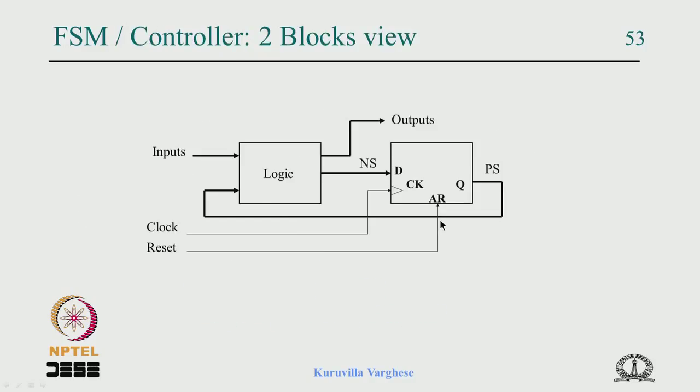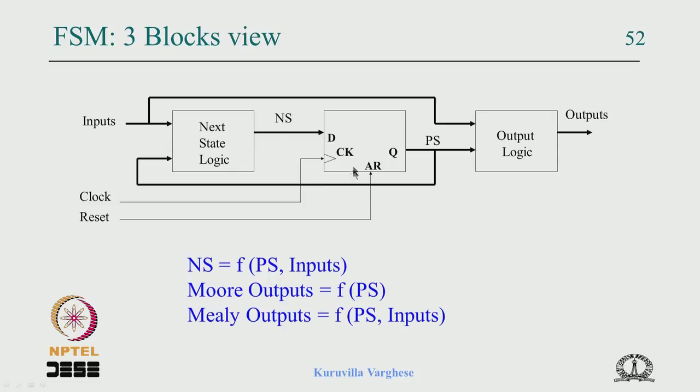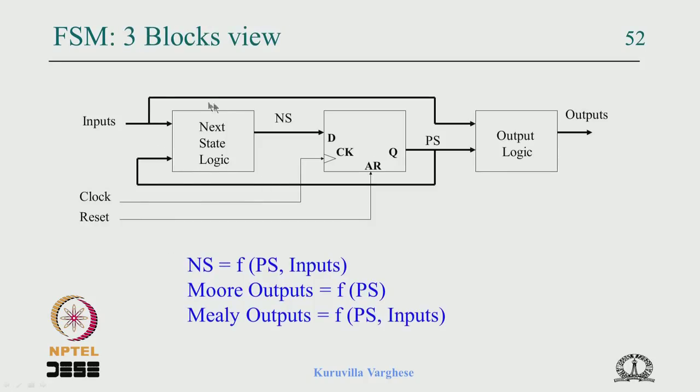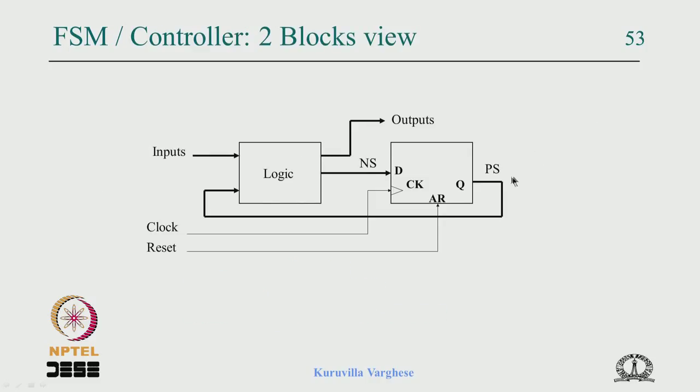So we get a two block view, which is nothing but combining the next state logic and the output logic. The logic looks at the input and the present state, decodes the next state and also decodes the output. It's a very useful view, because when we analyze the timing and when we do the VHDL coding, this three block view and the two block view are useful. While doing the timing analysis, this is easier to look at because it is much simpler. It captures all the various parts together, and when you VHDL code, maybe you will code this separate and this separate, but there could be advantage in coding the logic together, in various ways.